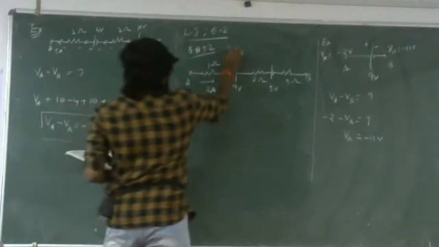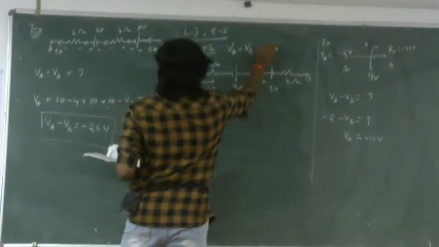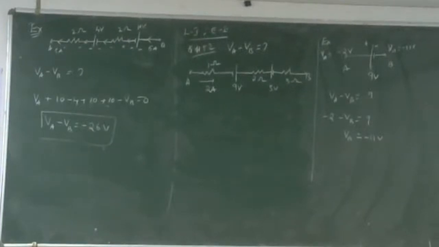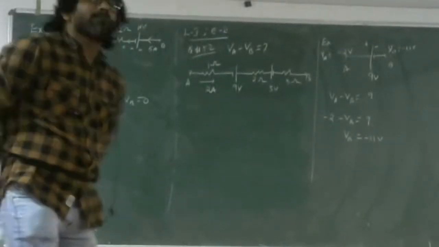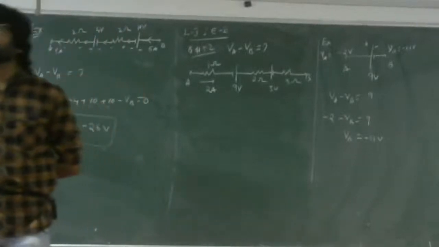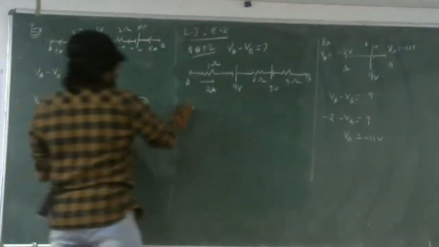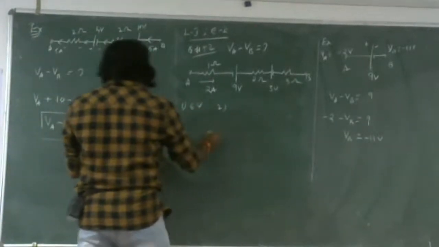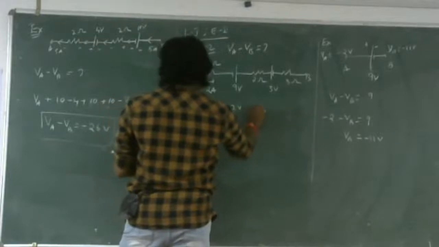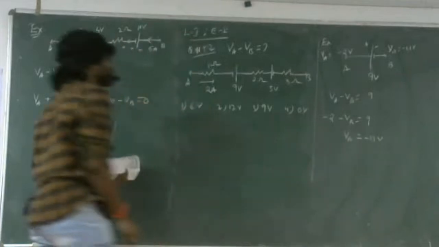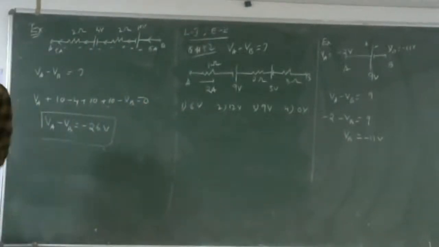We are asked to find VA minus VB is equal to what? Options, you note down. First option 6 volt, second option 12 volts, third option 9, and fourth option 0 volt.